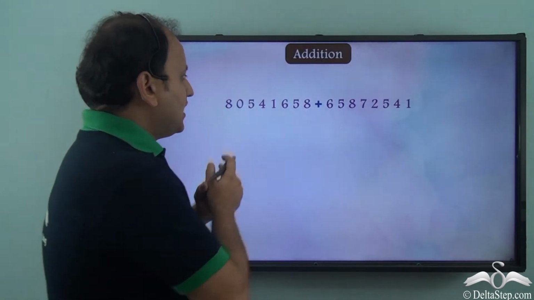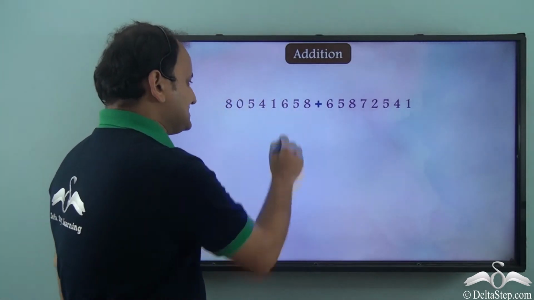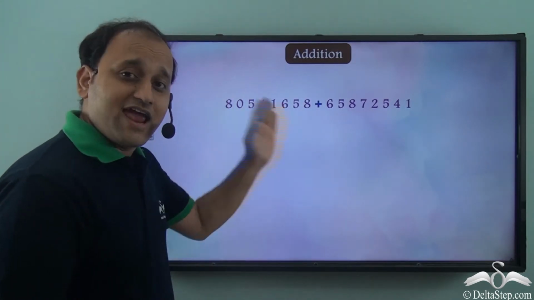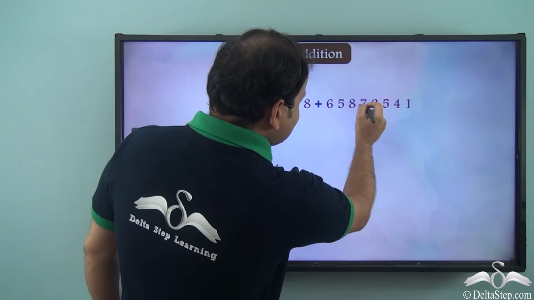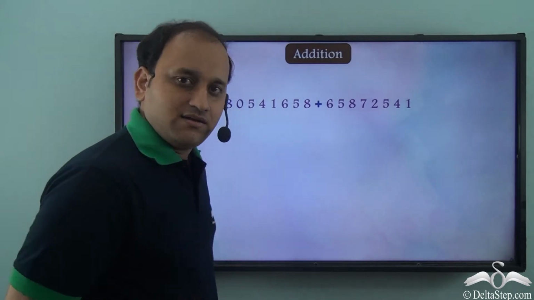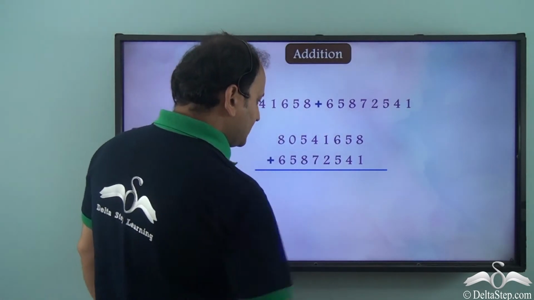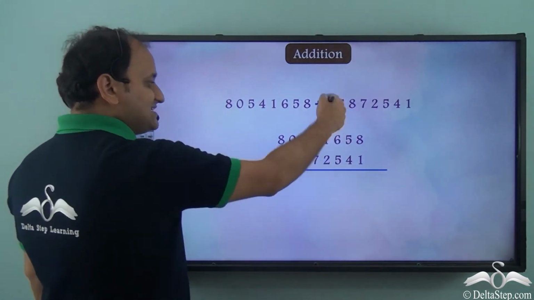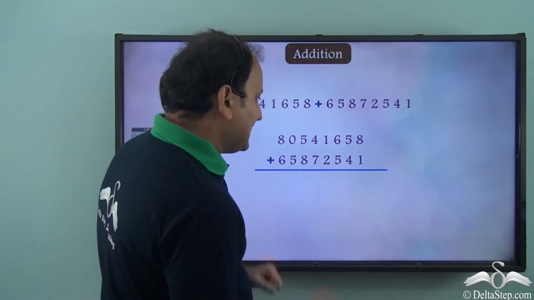Now let's see another set of numbers. Now here we have 80541658. So how many digits do we have? 8 digits here, and we have another number which is 65872541. So this is also an 8-digit number. Now if we add them, then we'll have to write one below another, and we'll make sure that units place is under units place, tens place is under tens place, and so on.